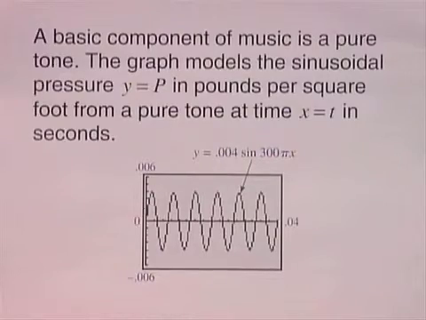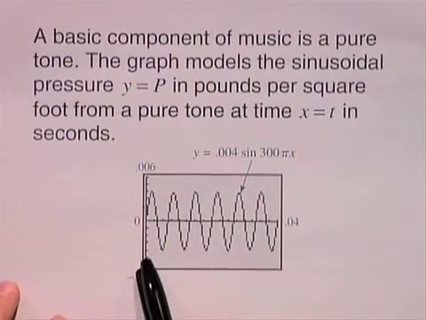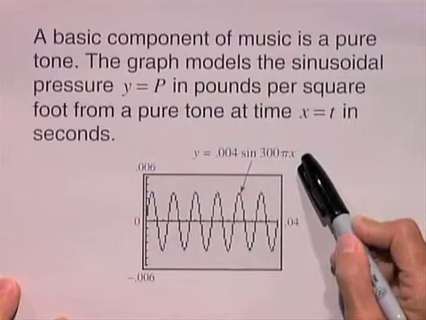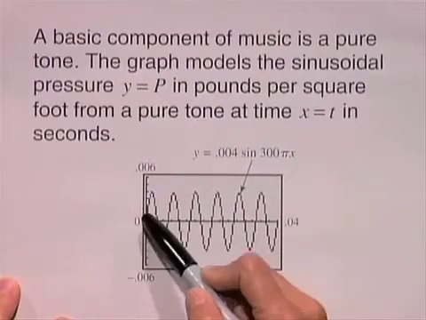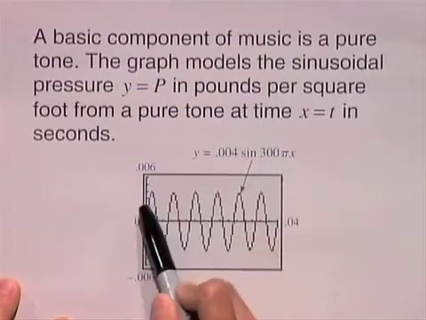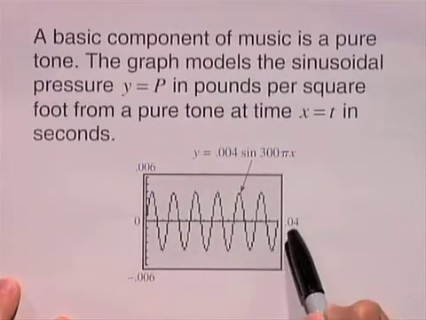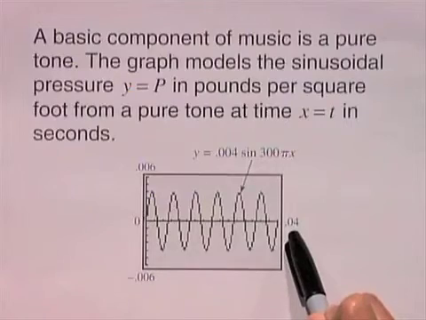Let's work an application problem. A basic component of music is a pure tone. The graph models the sinusoidal pressure y equal p in pounds per square foot from a pure tone at time x equal t in seconds. And what you see graphed is y equals 0.004 sine 300 pi x. Notice on the graph that there are 6 cycles in the 0.04 seconds that you see.